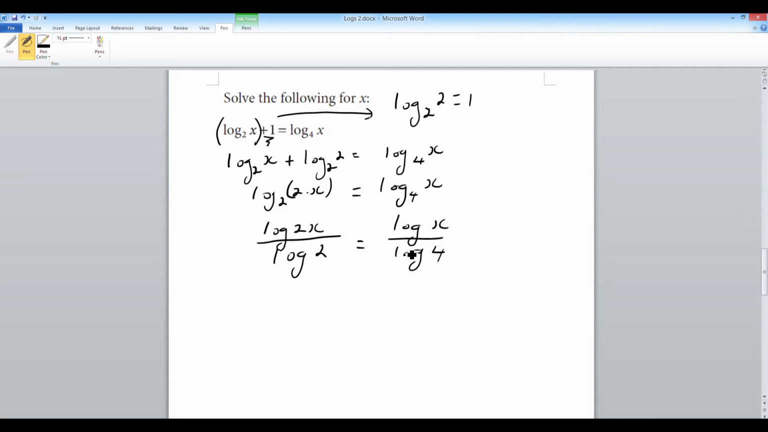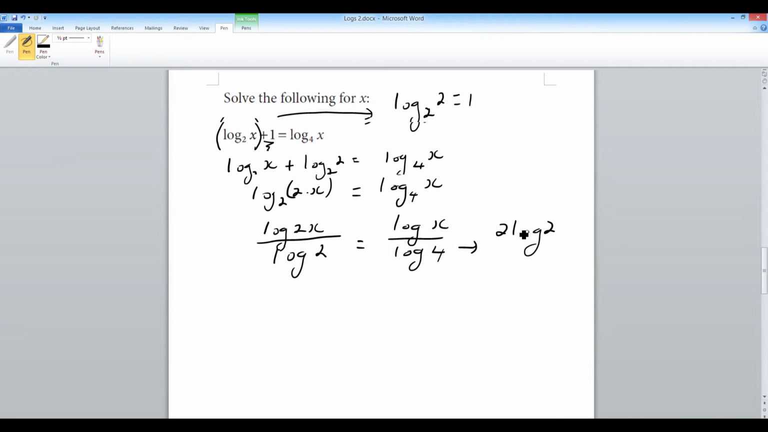Now I can work with this log 4. Log 4 is actually the same as log 2 times 2. How did I get this?